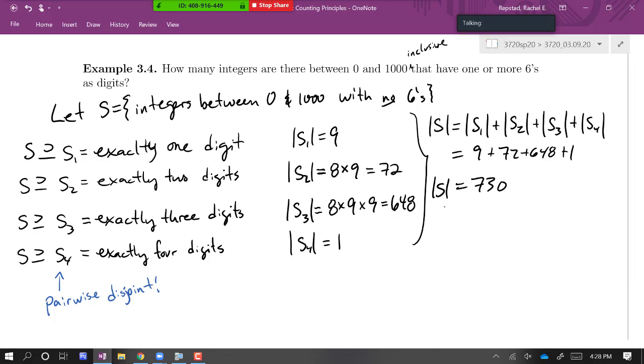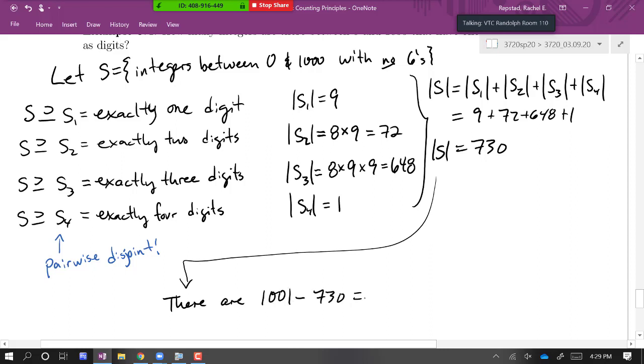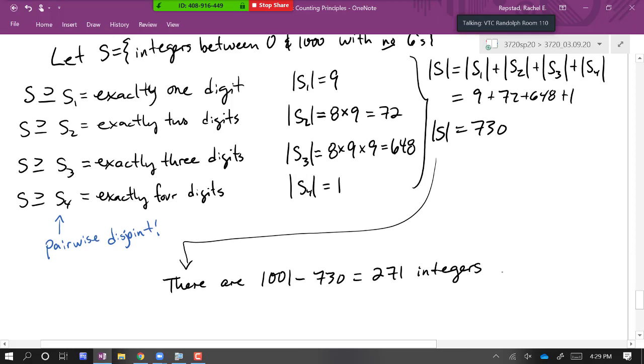749. Are you sure? 271. So 9 plus 72, 648, plus 1, I got 730. Yeah, because S4 has one integer, yep. So then we had 1001 minus 730, and that, you said 271, Eric? Was that Eric? Okay. 271 integers with one or more sixes as digits.